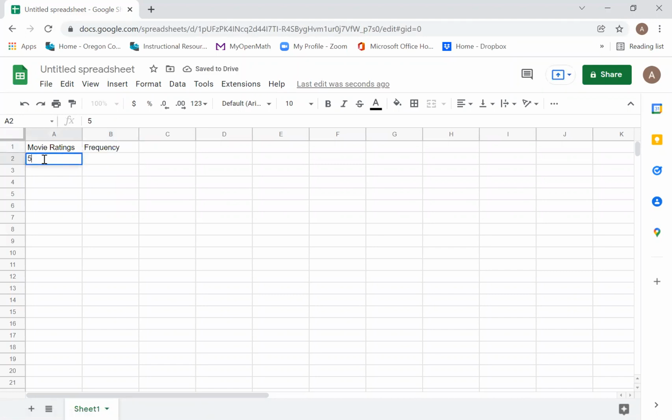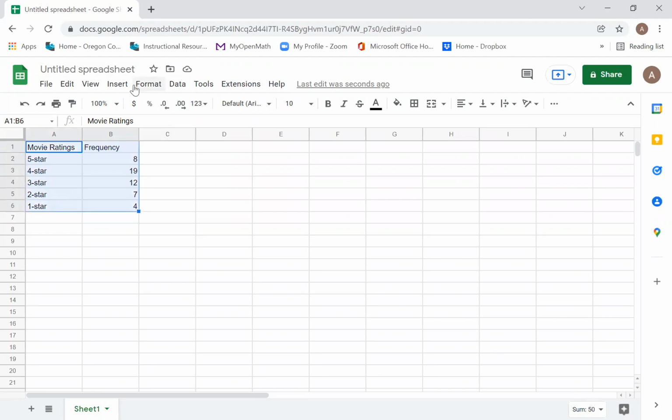Okay, so 5-star, 4-star, 3-star, 2-star, and 1-star. Okay, and then that went 8, 19, 12, 7, 4. All right, there we go. Okay, so here in Google Sheets, let me go ahead and highlight the table.